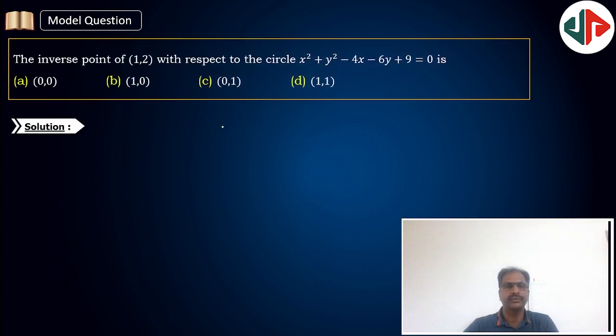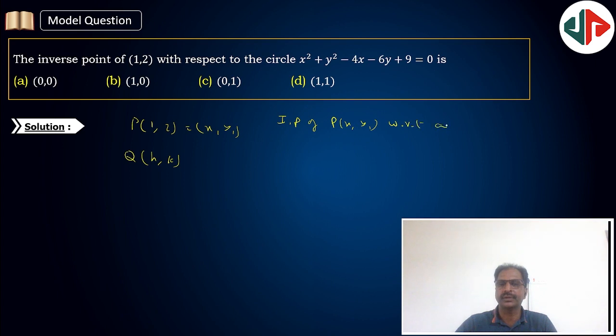Next, the inverse point of (1, 2) with respect to the circle. So let us say P is (1, 2). Let its inverse point Q be (h, k). Now we know that the inverse point of P(x1, y1) with respect to a circle is the foot of the perpendicular from P(x1, y1) onto the polar of P.